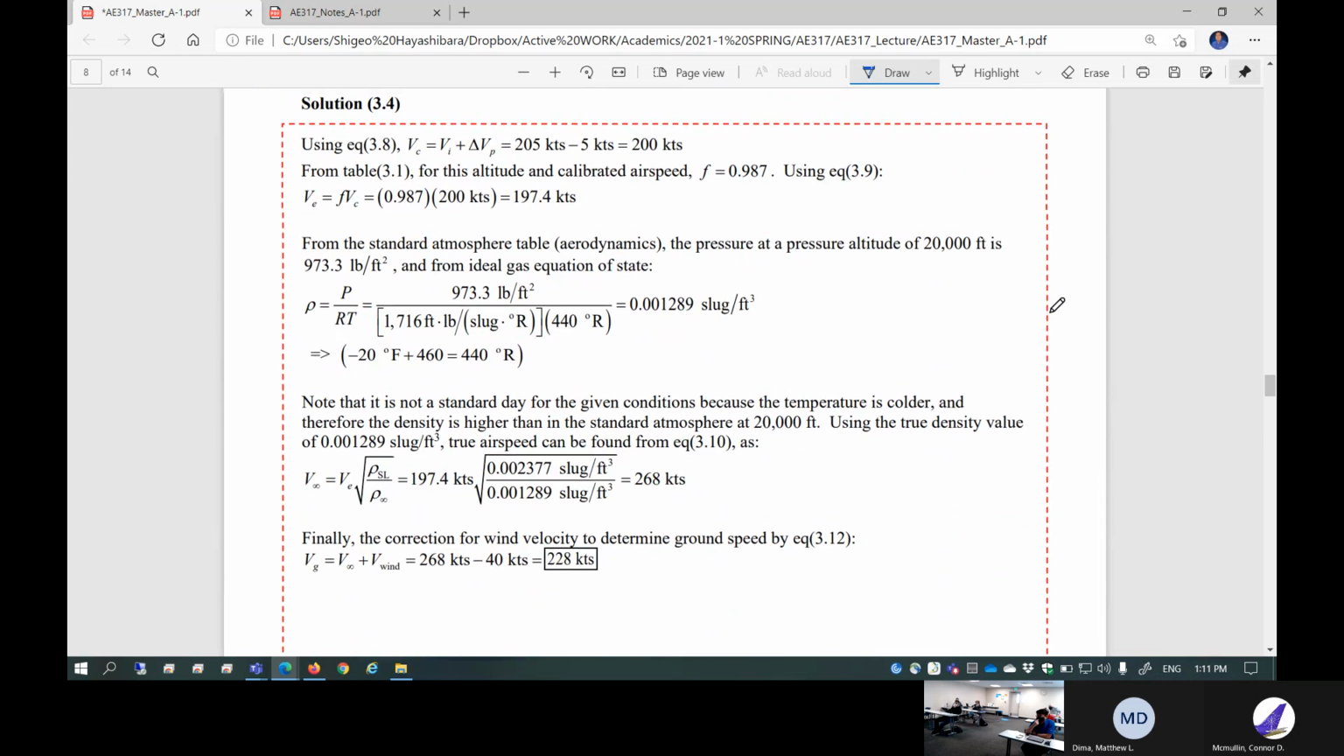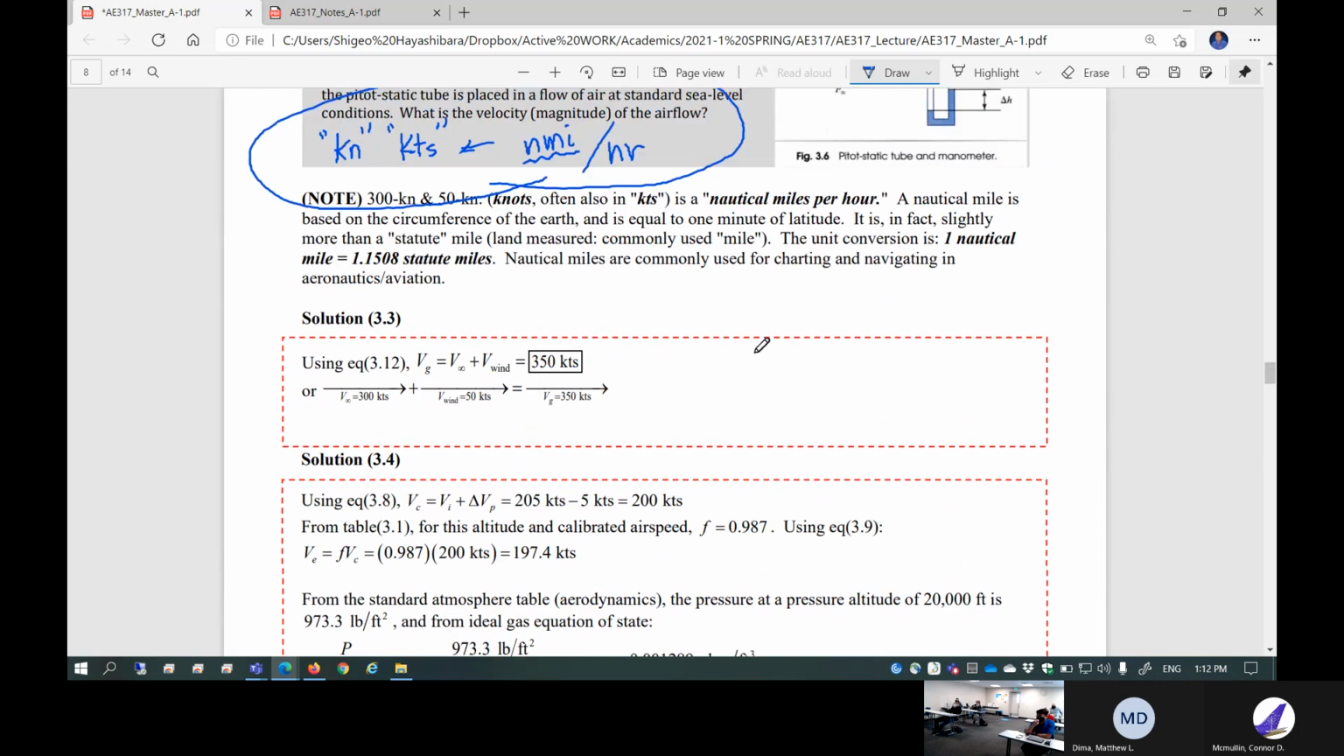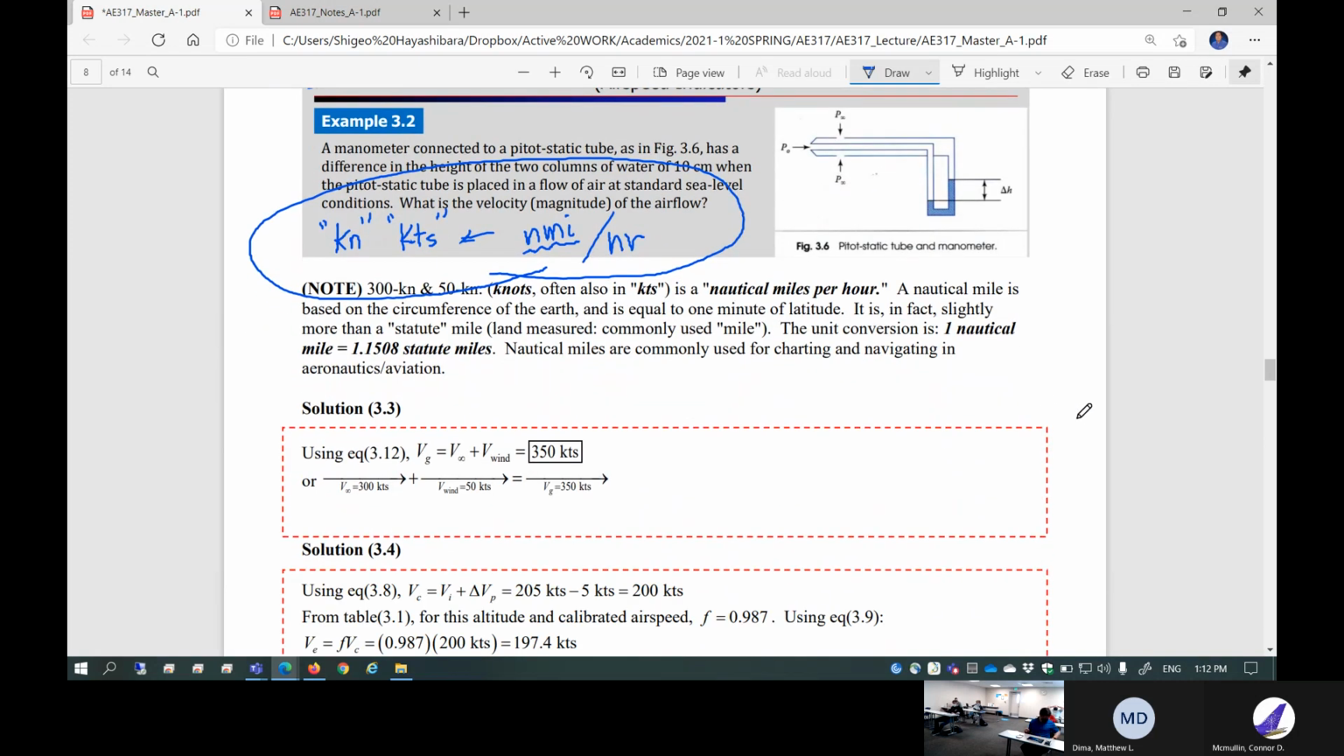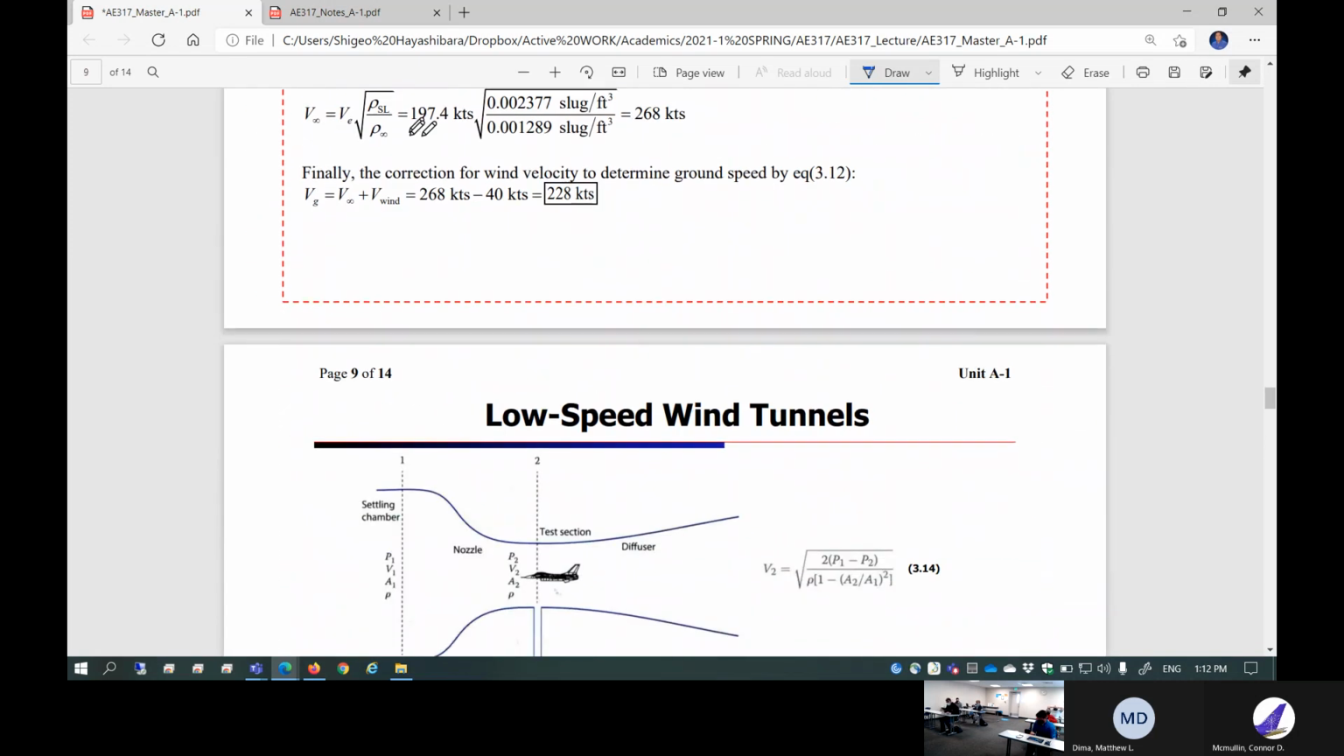I still don't know what the heck, this solution doesn't match up with this problem. Let me just double check. I'm going to pick up from this page in the next class, page 8. Sorry about that. Do you have any last minute questions?